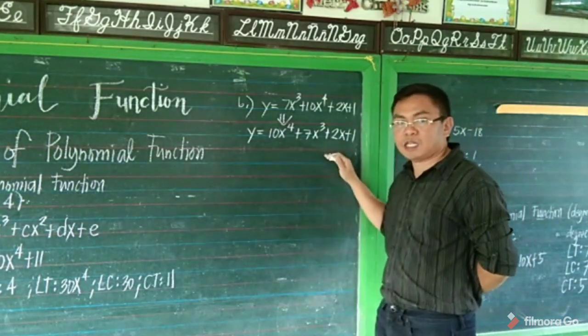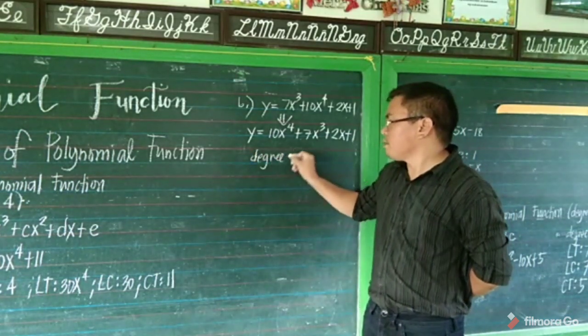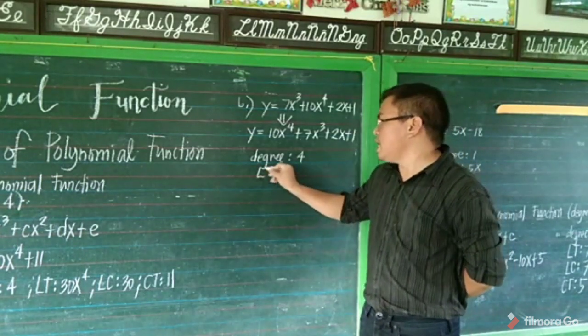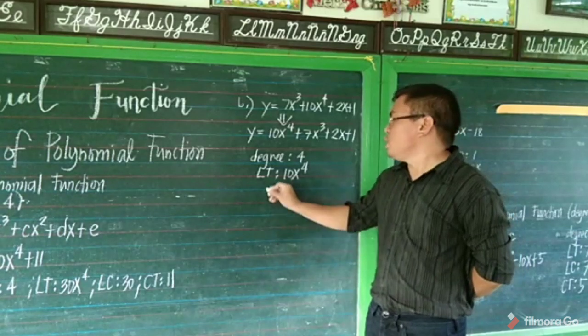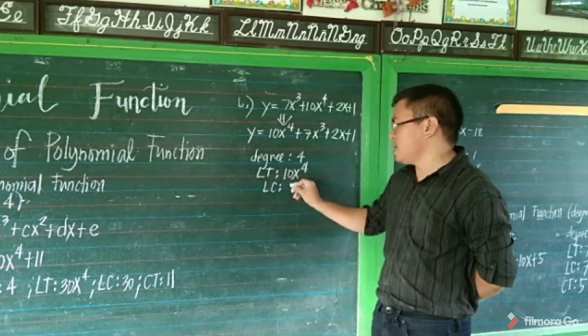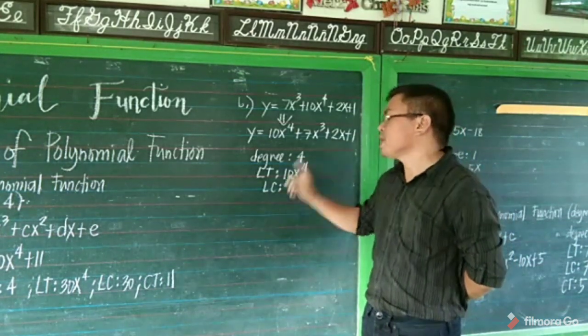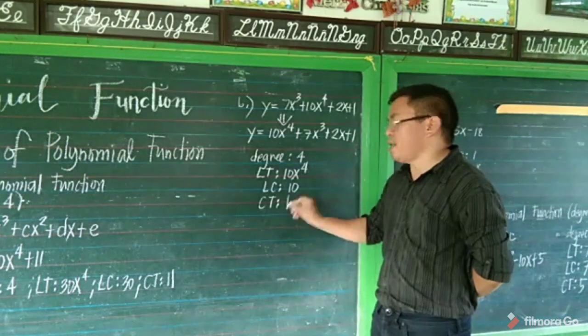After rewriting it in the standard form, identify the degree. In this example, the degree is of course 4. The leading term is 10x to the exponent of 4. Your leading coefficient is 10, that is the numerical coefficient of your leading term, and our constant term is 1.